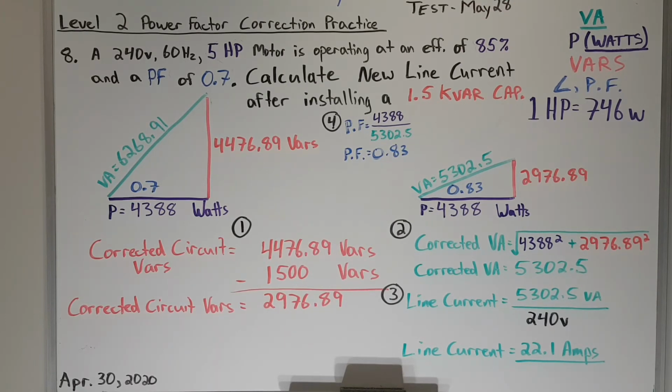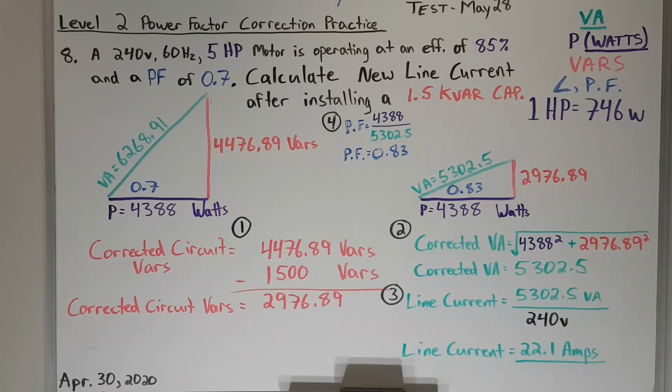So a little bit higher. I placed a smaller capacitor, so my line current goes up slightly. So I have 22.1 amps. Now, if we continue to decrease the size of our capacitor, we will increase our line current, possibly putting us in a position where we have to increase our wire size and our conduit size, and expenses start to grow.